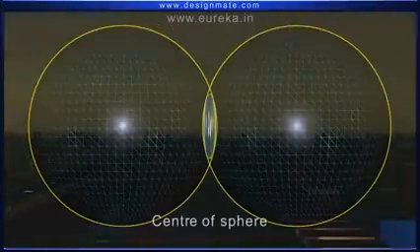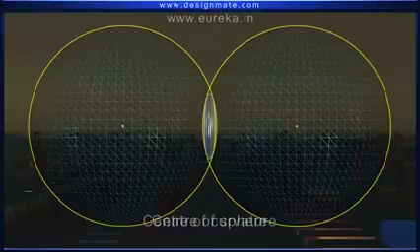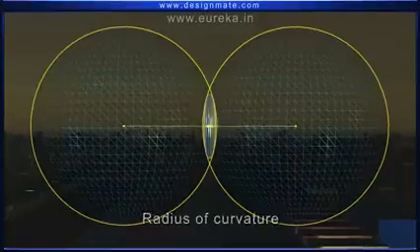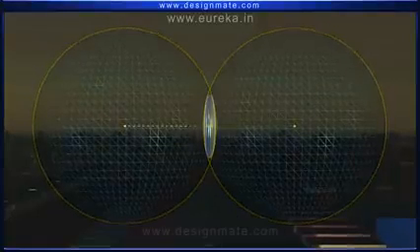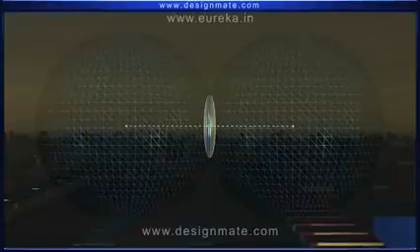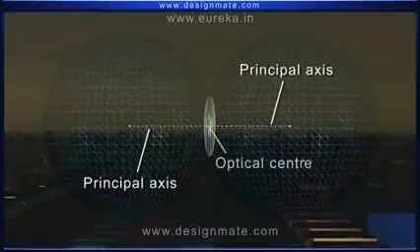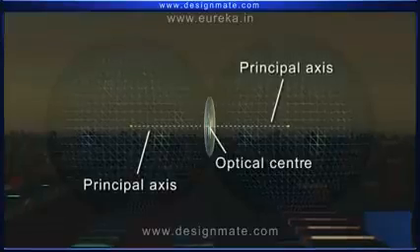The center of these spheres is called the center of the curvature of the lens. The radius of the spheres is known as the radius of curvature of the lens. The line joining the center of curvature on both sides of the lens is known as the principal axis, which passes through the optical center of the lens.